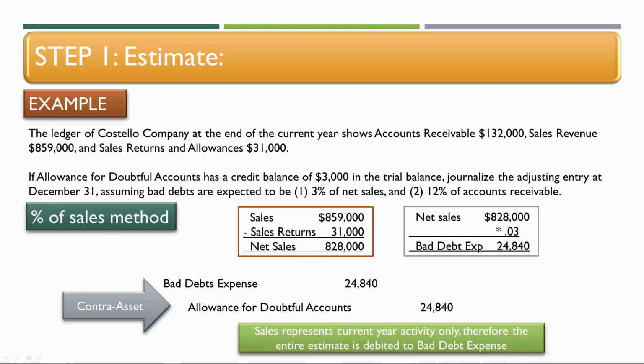And so when we're doing the percentage of sales method, we're looking at just the sales for the current year, because remember, your sales account is a temporary account, which means it starts at 0 at the beginning of the year and it grows all year long. So when you're using the percentage of sales method, what you're doing is you're calculating the current year's bad debt expense and allowance.